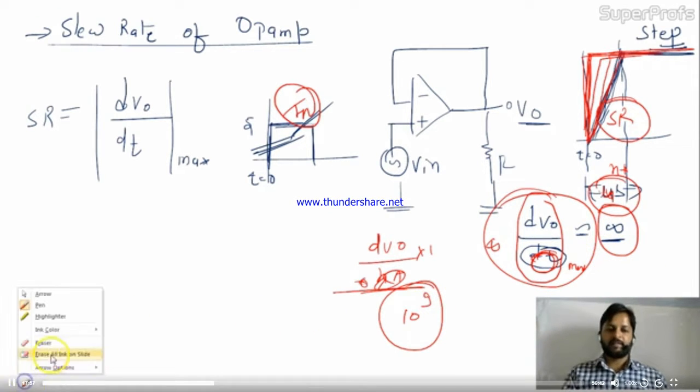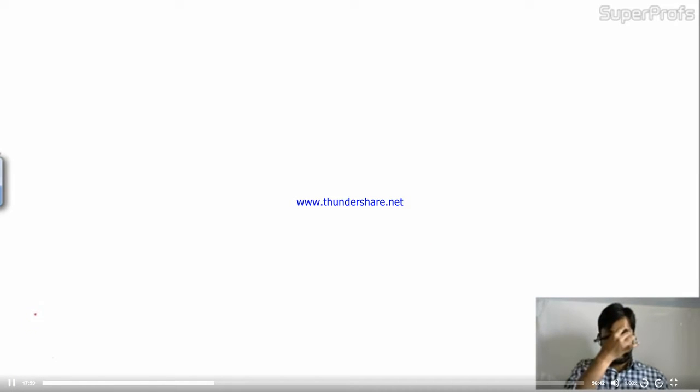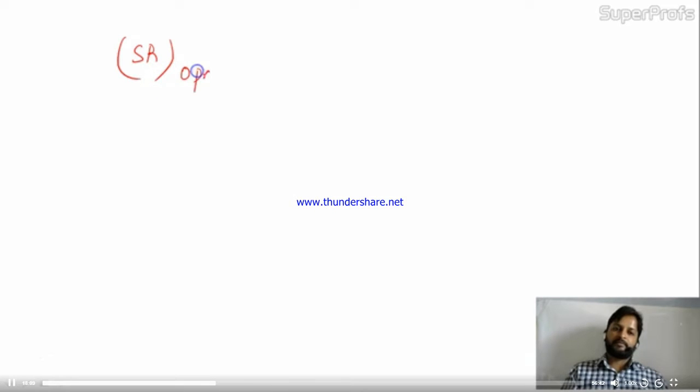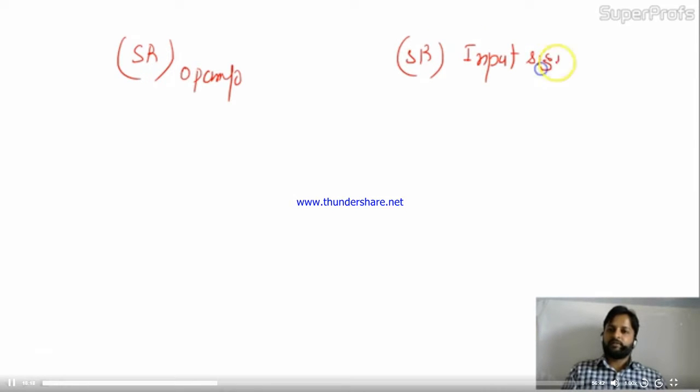Okay, now let me tell you one thing. We have two things: the slew rate of the op-amp and the slew rate of the input signal. So we have two slew rates, okay? Slew rate of the op-amp and slew rate of the input signal.